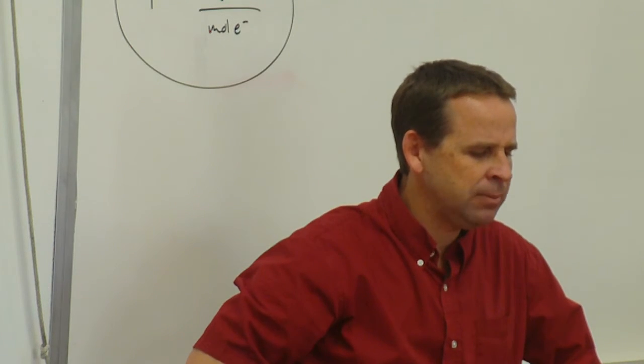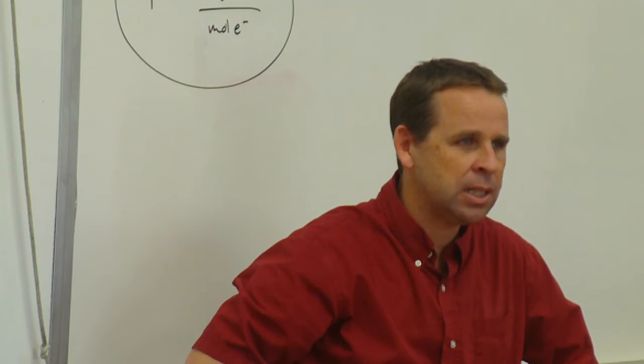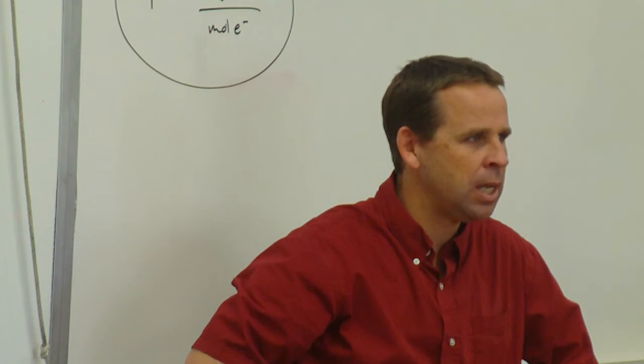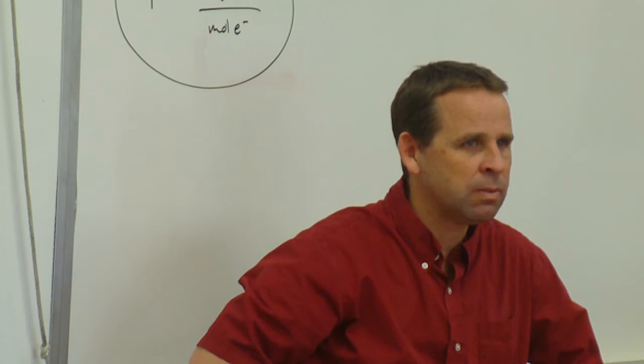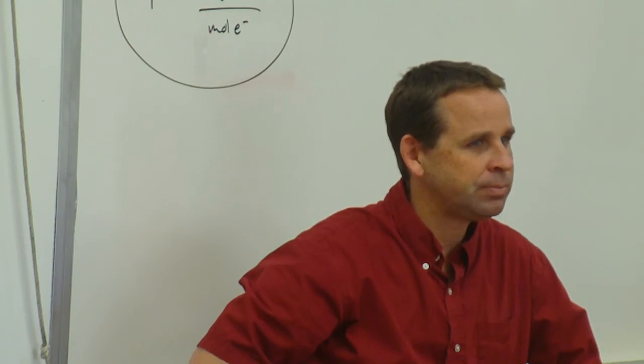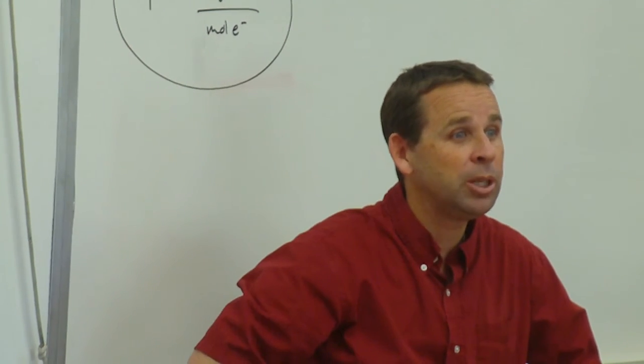Divided by 60, that's minutes. Divided by 60, that's hours. Divided by 24, that's days. Divided by 365, that's years. How many? 2.9 years.